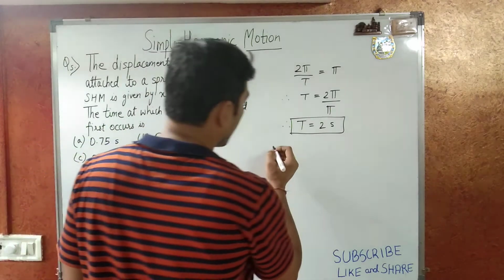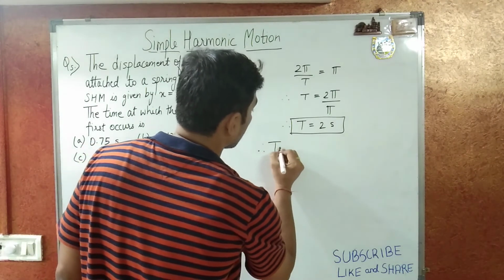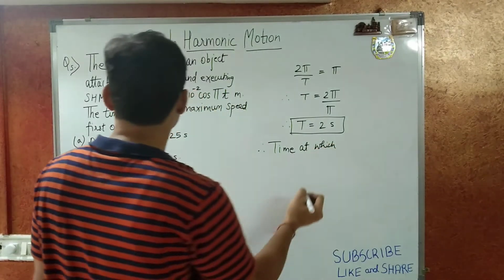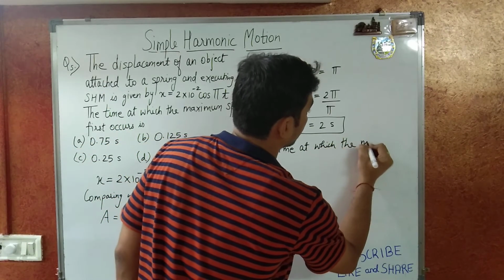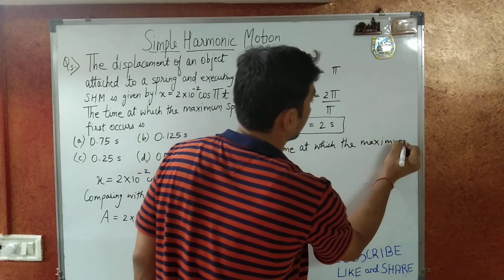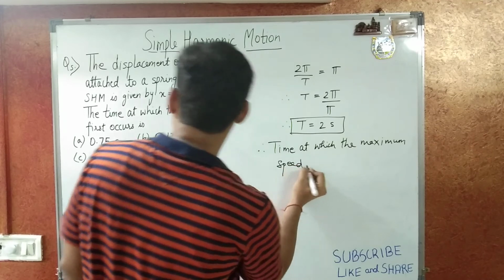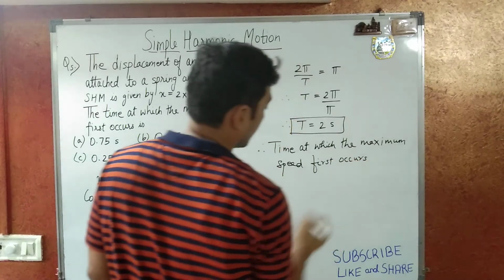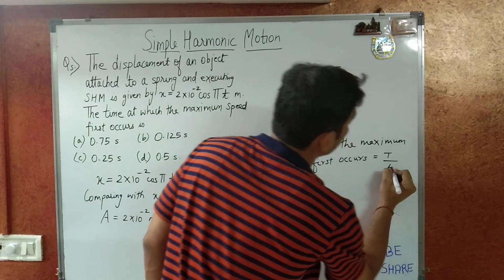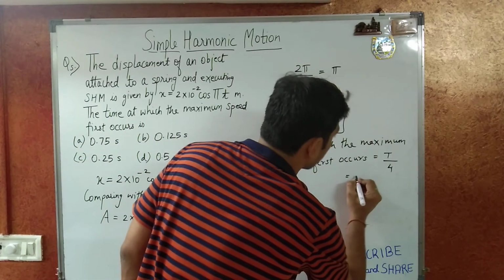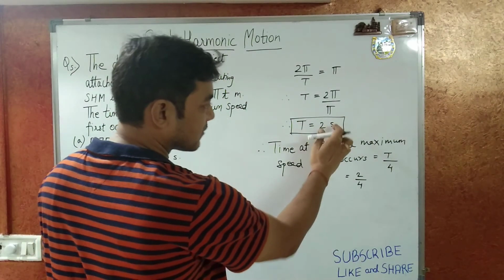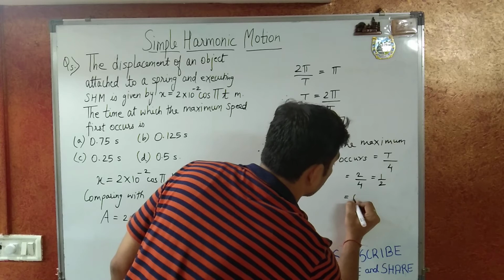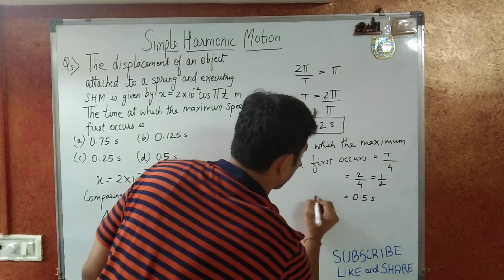So the time required, therefore, at which the maximum speed first occurs will be equal to T by 4. That is 2 by 4, since we have got the time period as 2 seconds. So 2 by 4 is 1 by 2. So basically it is 0.5 seconds.